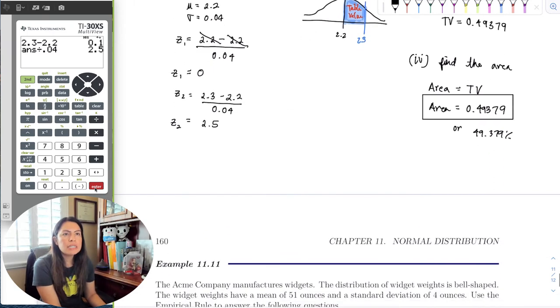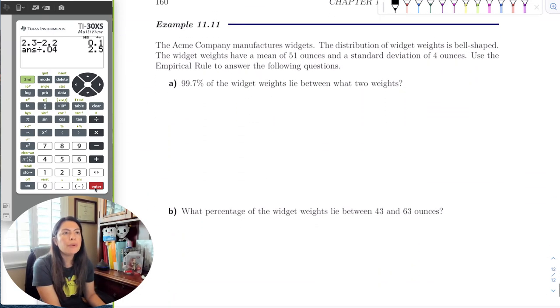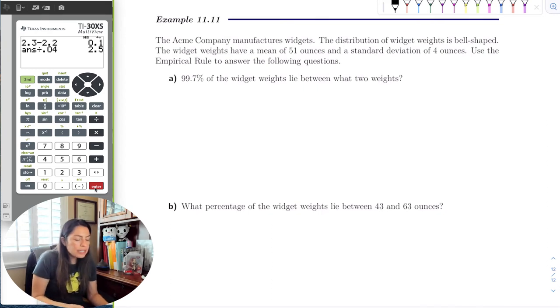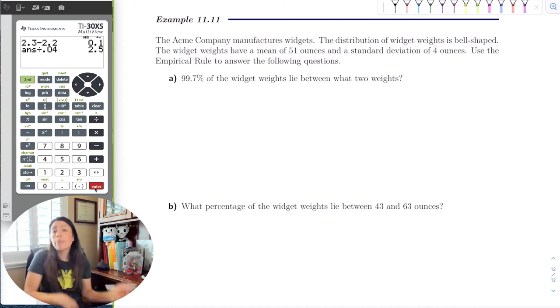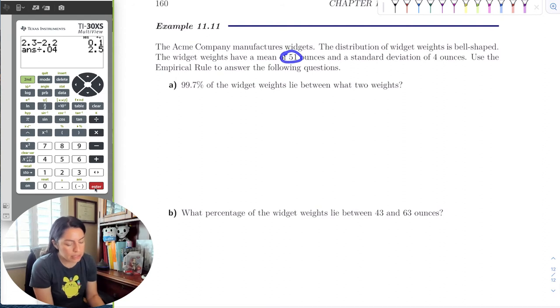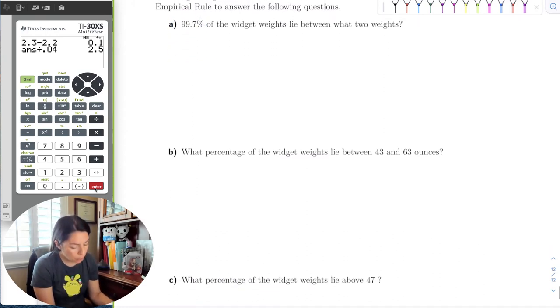The last part of this is now the application of the empirical rules. So here are the Acme Company widgets. The Acme Company manufactures widgets. They tell you that it's bell-shaped, right? So that's good. It's a normal distribution, so we can go ahead and use the empirical rule and everything we've been using. The widget weights have a mean of 51 ounces and a standard deviation of 4 ounces. Use the empirical rule to answer the following questions. Now, 99.7% we can recall is 3 standard deviations away, but we're going to have follow-up questions as well.